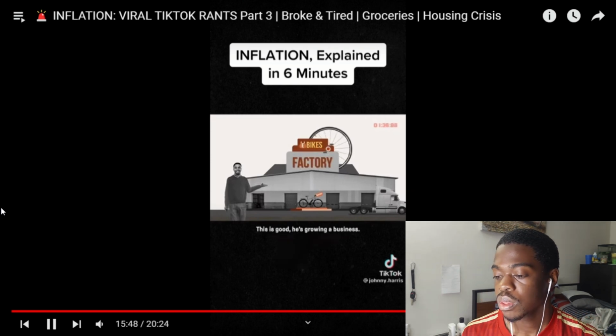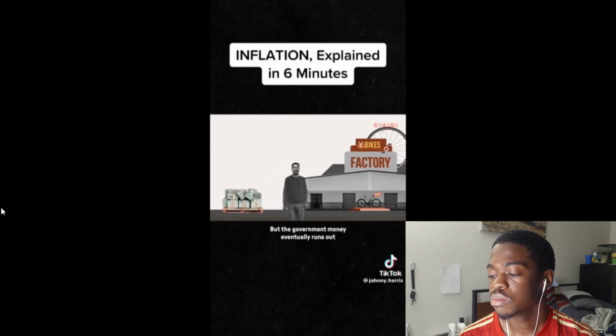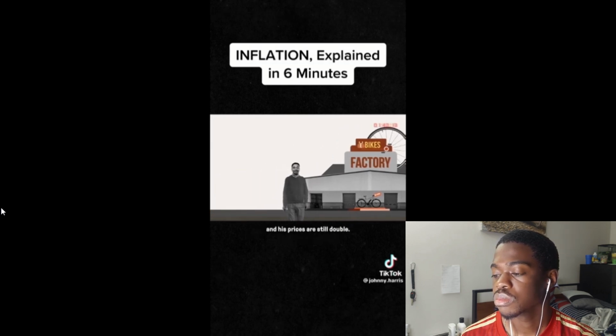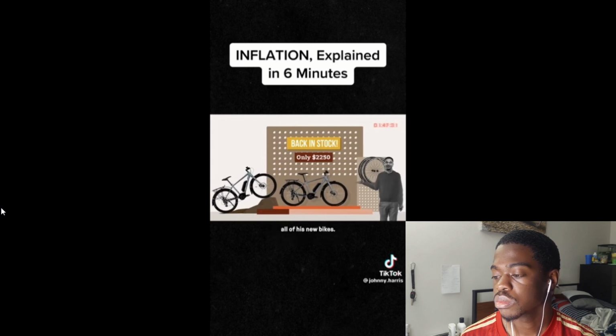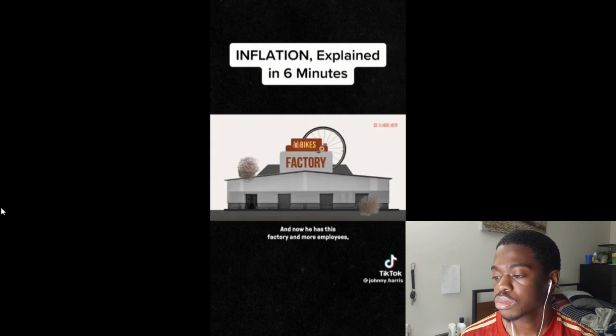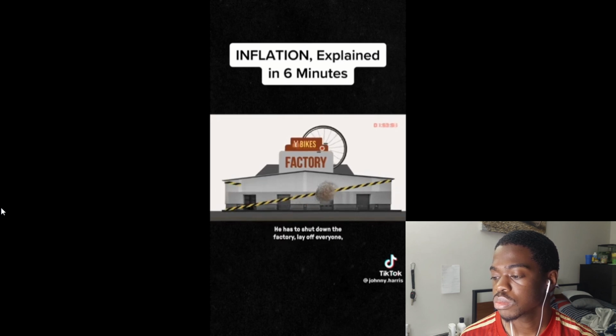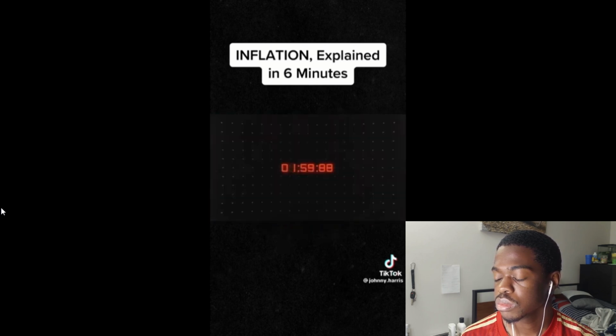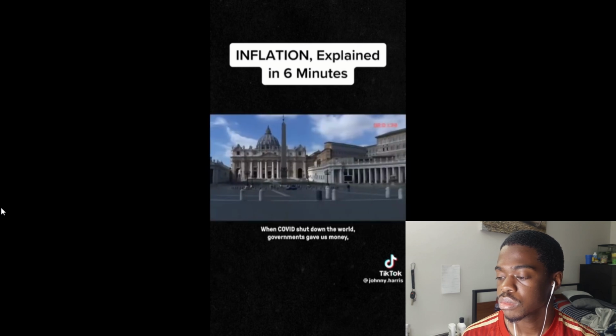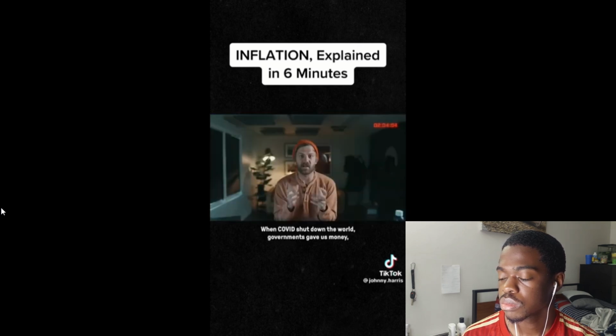This is good. He's growing a business. But the government money eventually runs out, and his prices are still double. But now the store owner has no one to come buy all of his new bikes. And now he has this factory and more employees, but no customers. He has to shut down the factory, lay off everyone, and slowly start lowering his prices. This is called recession.